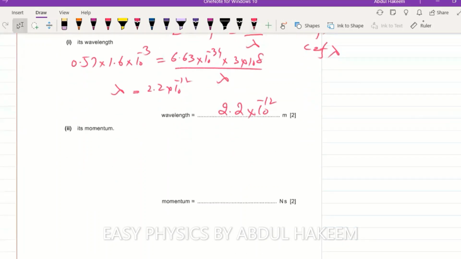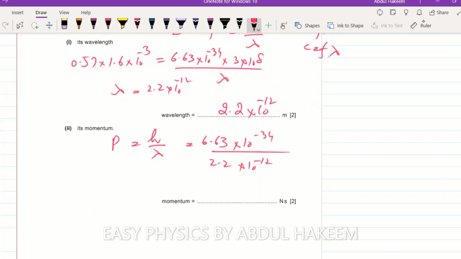Its momentum. Momentum is equal to h over lambda. So 6.63 times 10 power minus 34 divided by wavelength, calculated 2.2 times 10 power minus 12. So the momentum is coming 3.0 times 10 power minus 22.